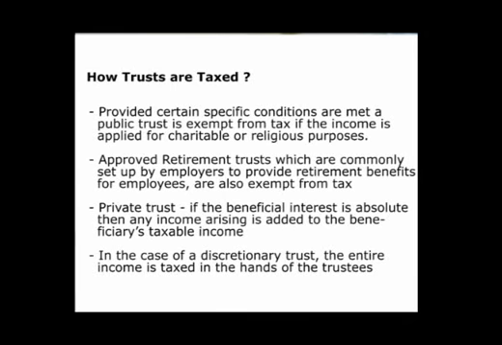With regard to the tax position, provided certain conditions are met, a public trust is exempt from tax if the income it receives is used for charitable or religious purposes. We know about retirement trusts. Approved retirement trusts, which are commonly set up by employers, are also exempt from tax. With regard to private trusts, if the beneficial interest is absolute, then any income arising is added to the beneficiary's taxable income. In other words, it is taxable. In the event of a discretionary trust, the entire income is taxable in the hands of the trustees.